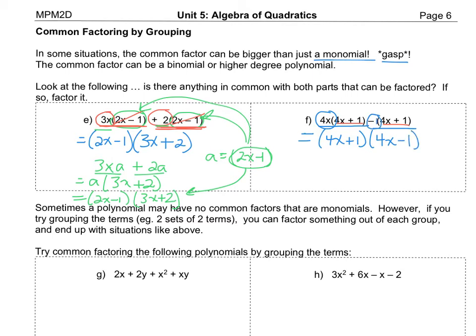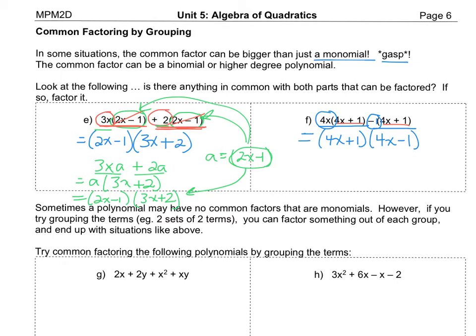All right. Sometimes a polynomial may have no common factors that are monomials. However, if you group the terms, like two sets of 2, you can factor something out of each group, which ends up with situations like we have in part E and F above. So we are going to group our terms here.